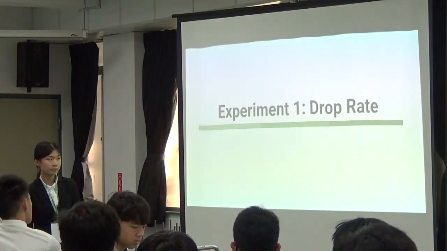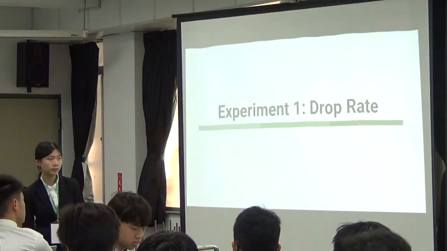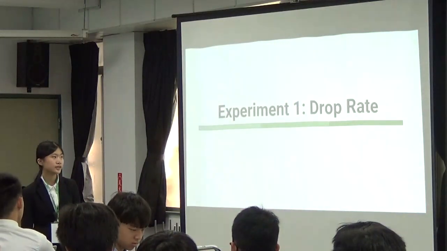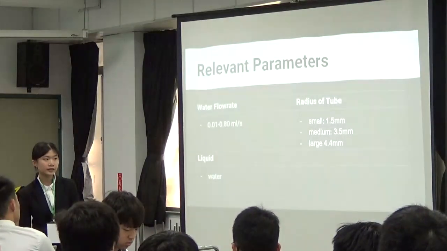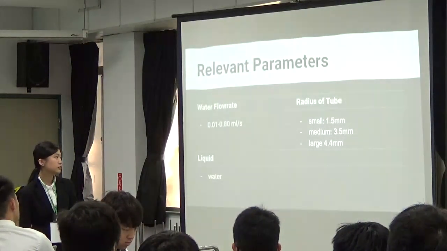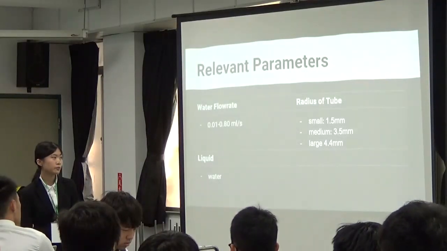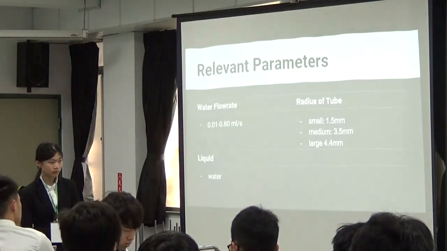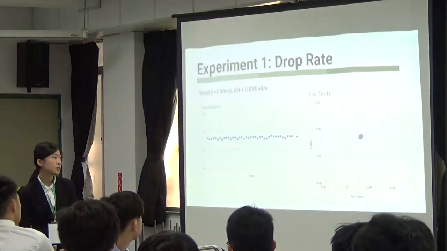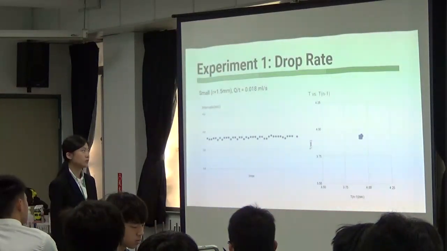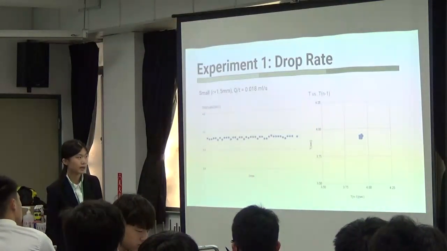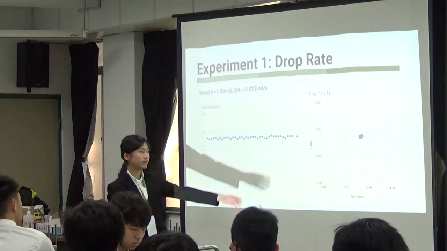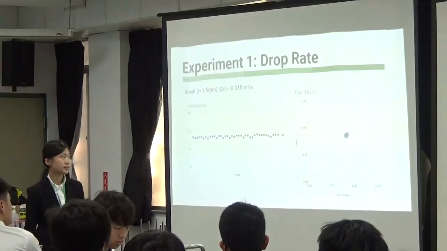In our first experiment, we want to investigate the relationship between drop rates and flow rates for different radii of tube. Relevant parameters include water flow rate and radius of tube, which is small, medium, and large. For each group of experiment, we plot the interval versus drop number to observe the pattern. We also plot the return map to see whether there is a pattern.